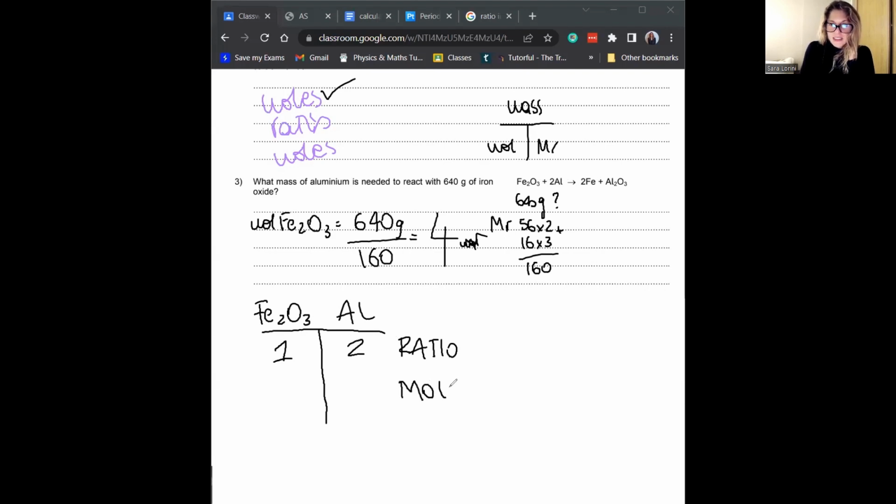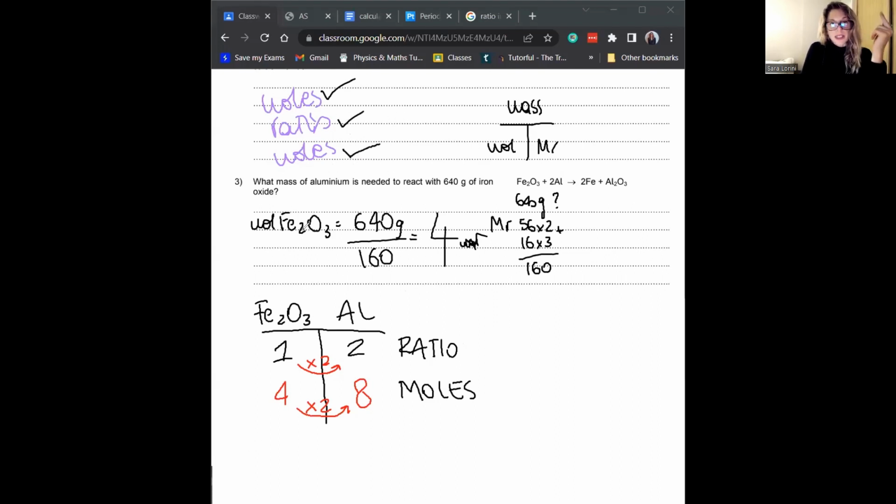Then we can find the moles of that. So the moles we've just calculated were 4 moles of iron oxide. Then we always need to think, okay, we need to apply the same change. So going from 1 to 2, we times it by 2. So the same change will apply to that 4. So we will have 8 moles of aluminium. Okay. So ratio done in the table, moles done also from the table.